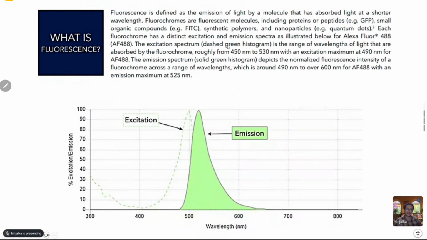Each fluorochrome has a distinct excitation and emission spectra. For example, Alexa Fluor 488 gives you this kind of green color, right? The excitation spectrum is in the range of light that are absorbed by the fluorochrome, and an excitation maximum at 490 nanometers. That's why the name 488. The emission spectrum is a solid green histogram and depicts the normalized fluorescence intensity. So this is basically how the emission happens.